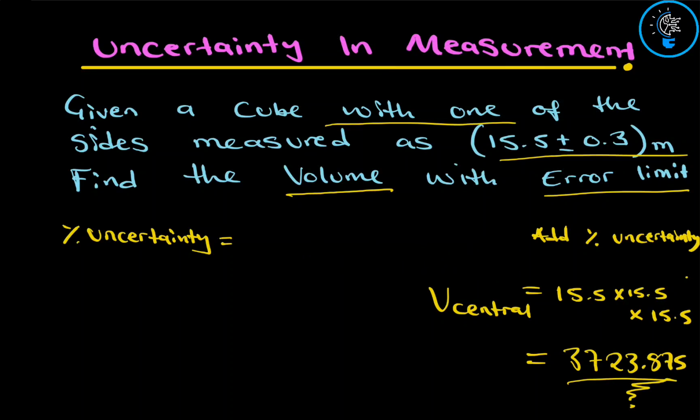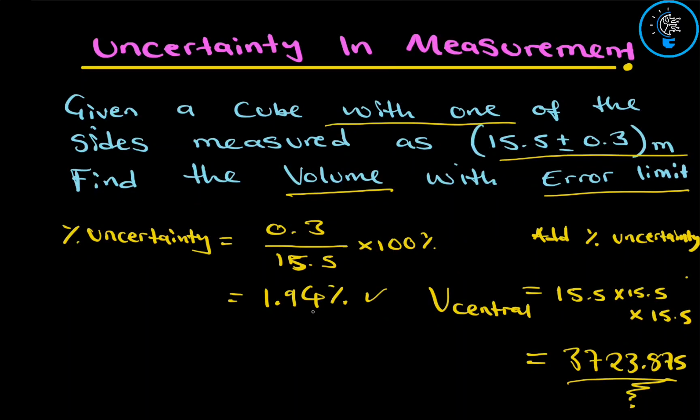Let's get rid of this. So percentage uncertainty will be 0.05, oh, it was 0.3 by the way, divided by 15.5 times 100%. So this will give us 0.3 divided by 15.5 times 100. That will be 1.94%. Now every side will have this same value since it's a cube.